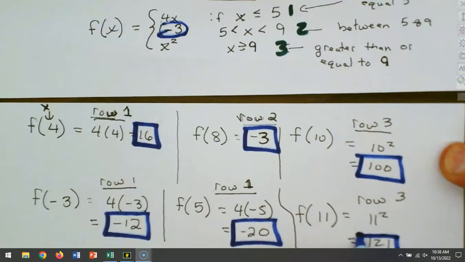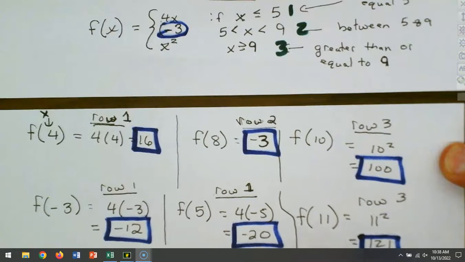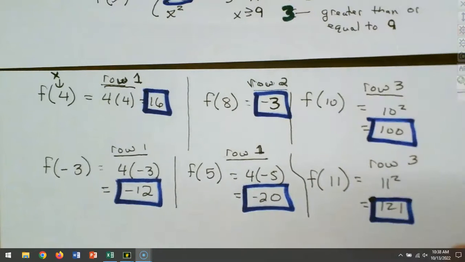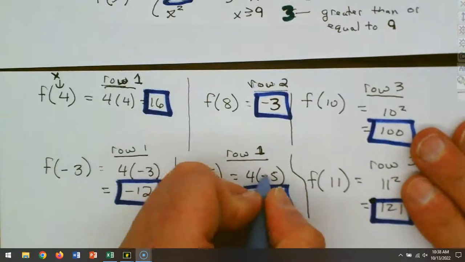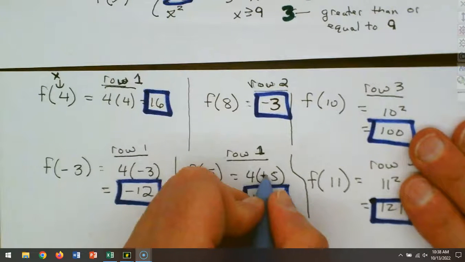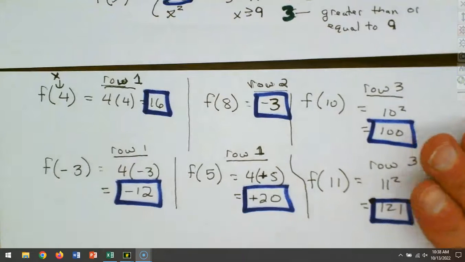Did I make a mistake? Oh, my mistake. Positive. Sorry about that. I just copied down the wrong sign. I wasn't thinking. Sorry about that. Should be positive 5 there.